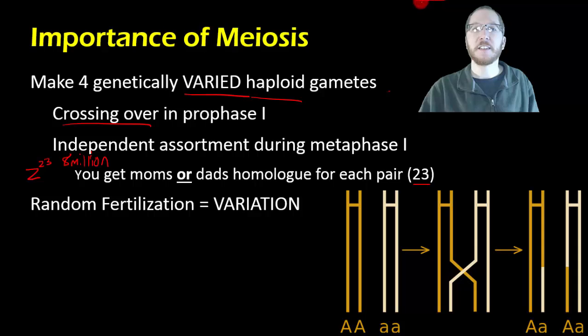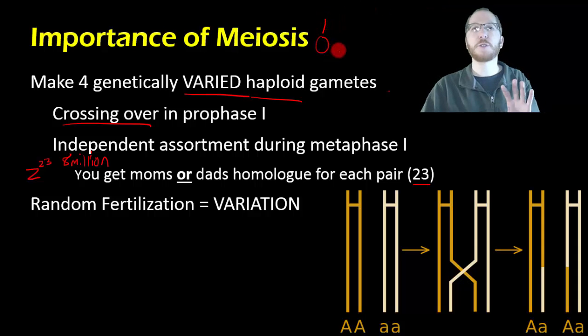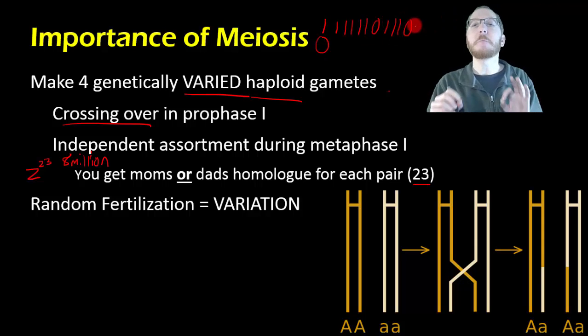Another way of thinking of this is imagine if you had a phone number that just has 1s or 0s. Those are the only options. But it's 23 numbers long. So it can be 1, 1, 1, 1, 1, 1, 0, 1, 1, 1, 0, and so on. You could have 8 million different phone numbers in that system because there's 23 options, of which you can have a 1 or 0 for each. There's 8 million possibilities. That's essentially how independent assortment works.